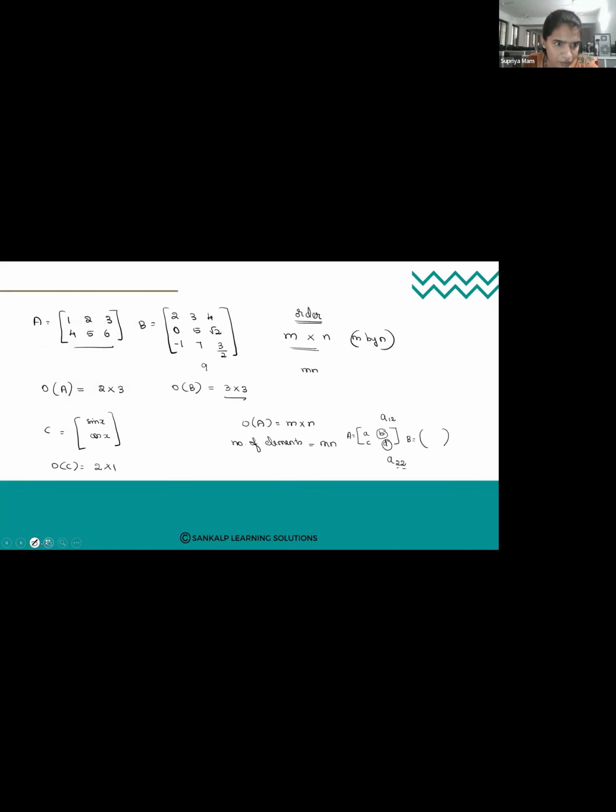Yes, 2 and 9 also is there. Yeah, 2 and 9. 2 into 9, 9 into 2, 1 into 18, 18 into 1, 3 into 6, 6 into 3. These are the 6 different possibilities. Altogether, 6 different ways for a matrix with 18 entries.